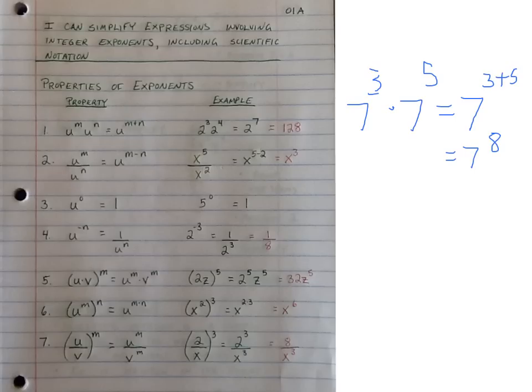The next property of exponents is the u to the 0. Any number raised to the 0th power is equal to 1. For example, 5 to the 0 is 1, 3 to the 0 is 1, etc. 2 to the 0 is 1.